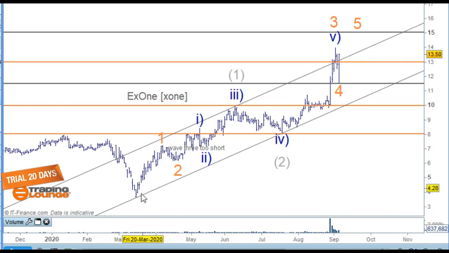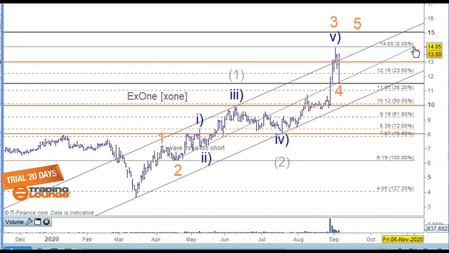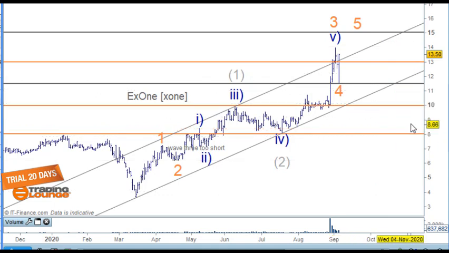From that COVID correction low through here, the way that I've been counting this is wave 1 and 2 here, and then 1 and 2 and 3 here, and 4 here, and then 1 and 2 and 3 and 4 and 5 here for the third wave, looking back for the fourth wave here. And the fourth wave would pull back 38.2%, which would be in this space here. So we're quite close to that at the moment, so it's sort of okay-ish.